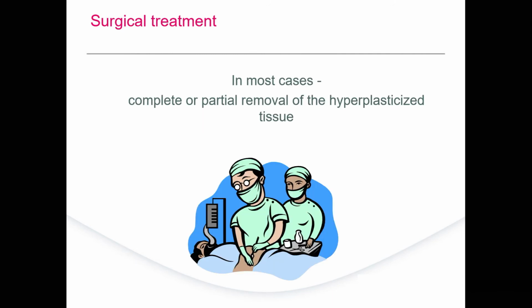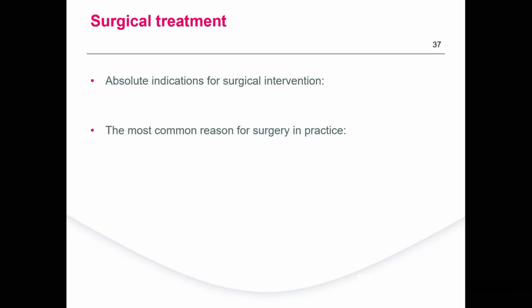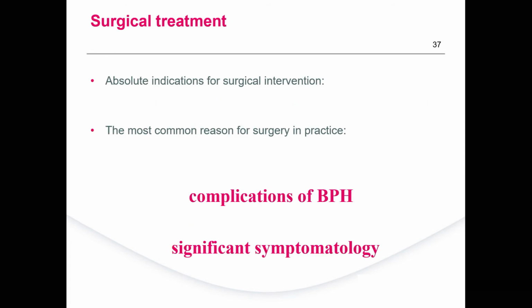The surgical treatment is, in most cases, the complete or partial removal of the hyperplastic tissue. The surgical treatment has absolute indications for the surgical intervention, and the most common reasons for surgery in practice are the complications of benign prostatic hyperplasia and also significant symptomatology. So we have seen this in the previous slides, and now what types of surgical treatment we have.